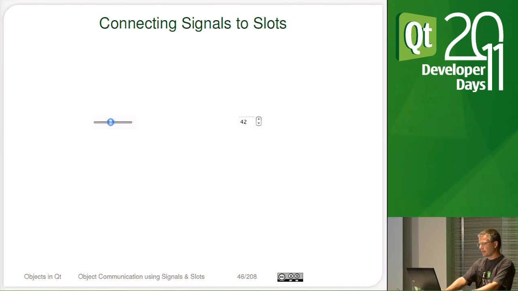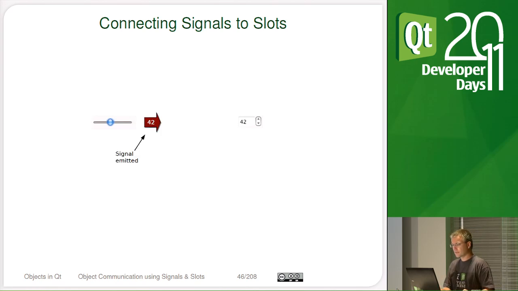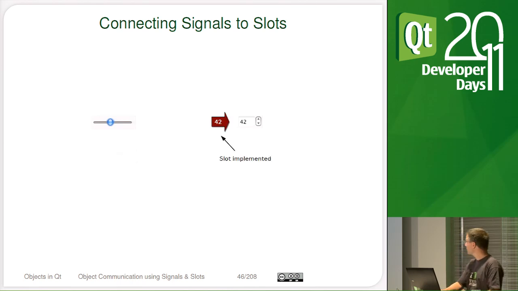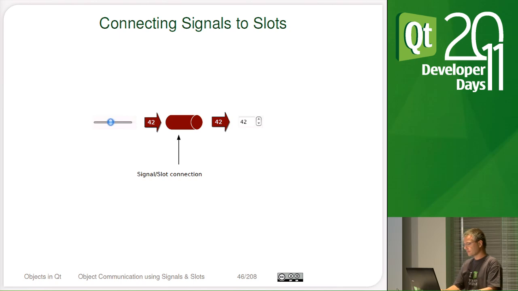So let's do an example on how to connect two objects. It's a pretty simple example. On the left side, we have a slider, and on the right side, we have a spin box. Whenever the user moves the slider, we would like to update the spin box. So whenever the user changes the value of a slider, a signal gets emitted, just telling us the new value of our slider. And on the right side, we implement a slot, which will just update the new value within our spin box. And the thing in between to connect these two objects is a signal and slot connection.